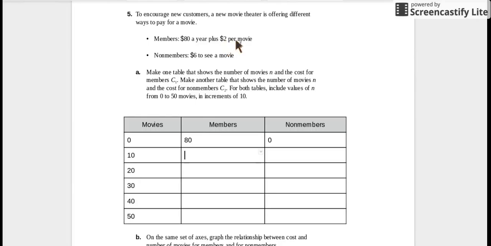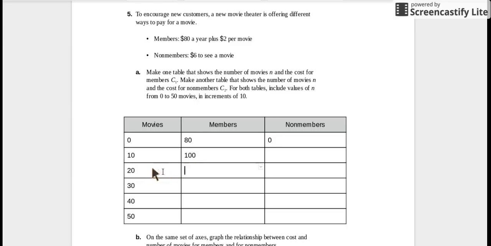If watching one movie costs $2, watching 10 movies is going to cost you $20 because 10 times 2 gives you 20. Your answer is not 20. That's just $20 per movie. Don't forget to add in what you're originally paying. So your total is going to be 20 plus that 80, which is going to give you 100.